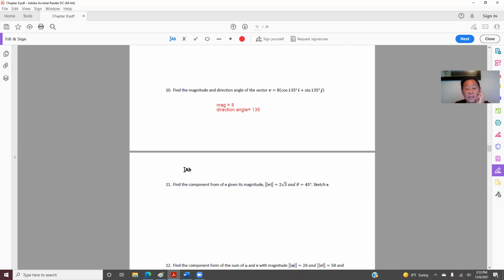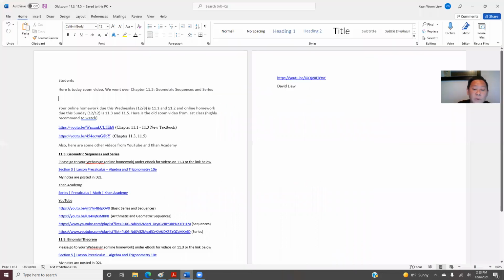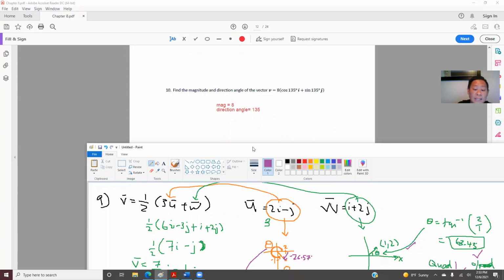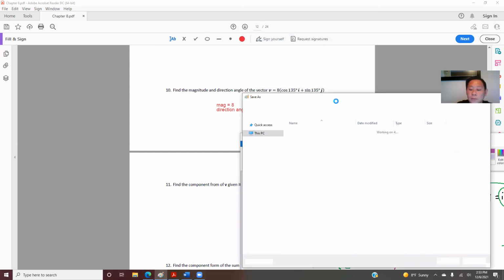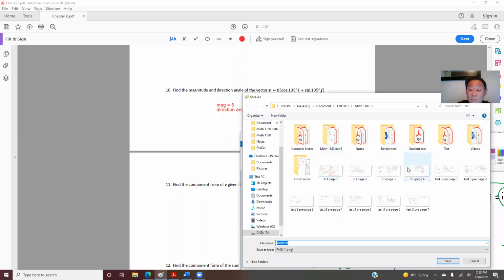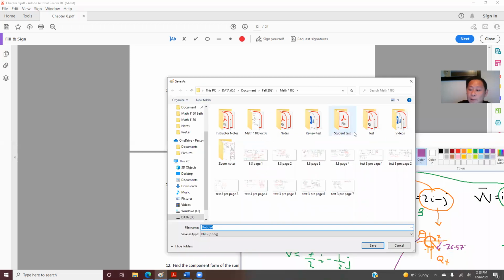This question wants us to convert to component form from a given magnitude and an angle. In question number 11, we need to write the vector v in component form. So how do we write that in question 11? The conversion is a little bit tough, but we'll be fine. We'll talk about that today.